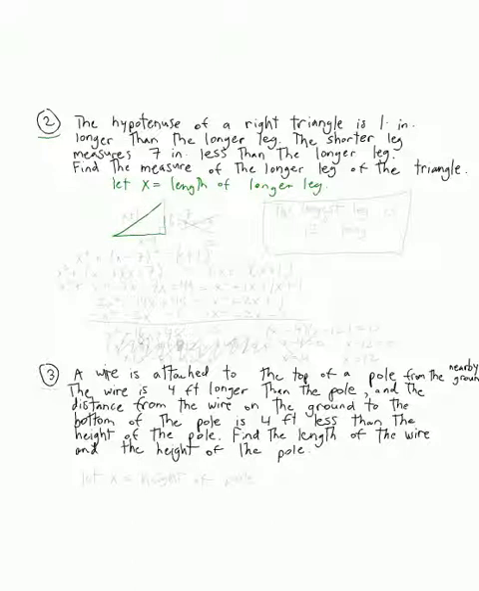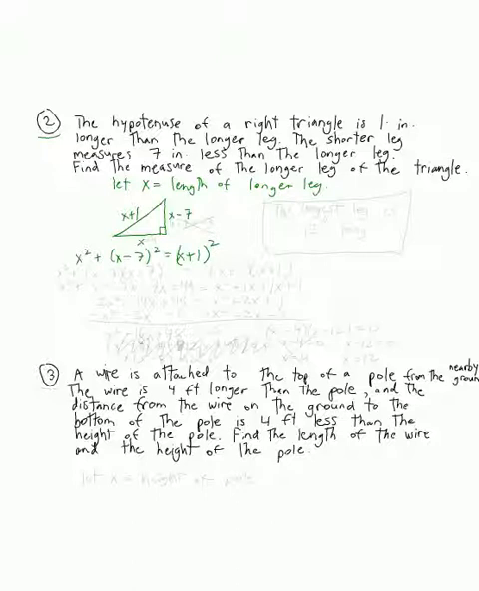So here's our triangle. So this is going to be x. Now it says the hypotenuse is 1 inch longer than this, so it's going to be x plus 1. And then it says the shorter leg is 7 inches less than this, so this is going to be x minus 7. So far so good. So now we need to do the Pythagorean Theorem. The Pythagorean Theorem says that x squared plus x minus 7 squared equals x plus 1 squared.